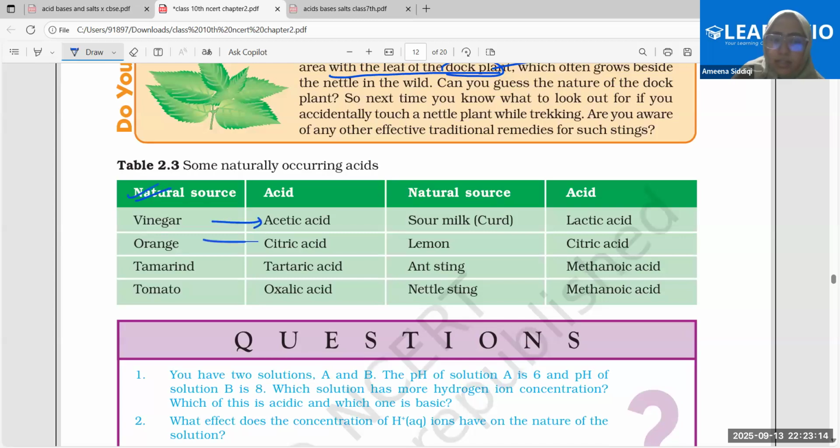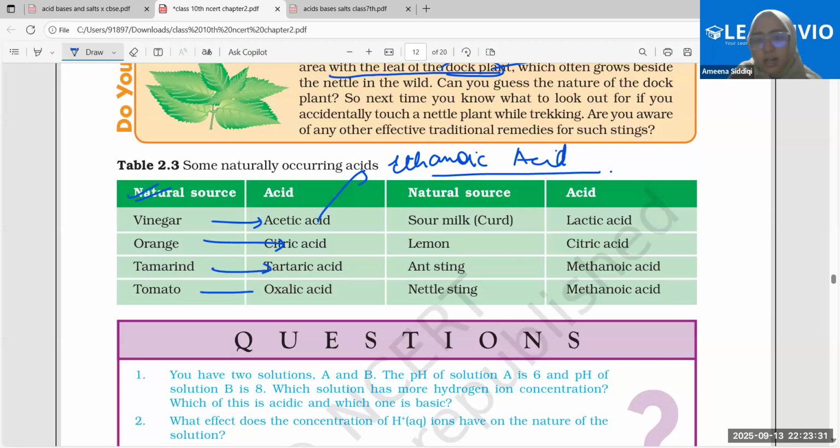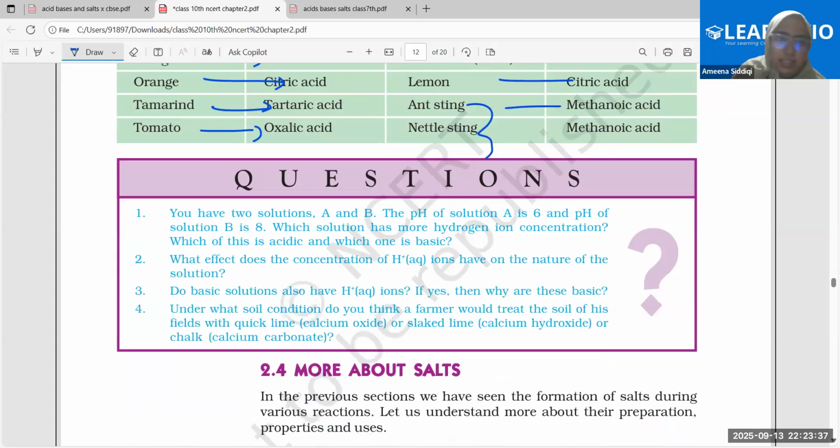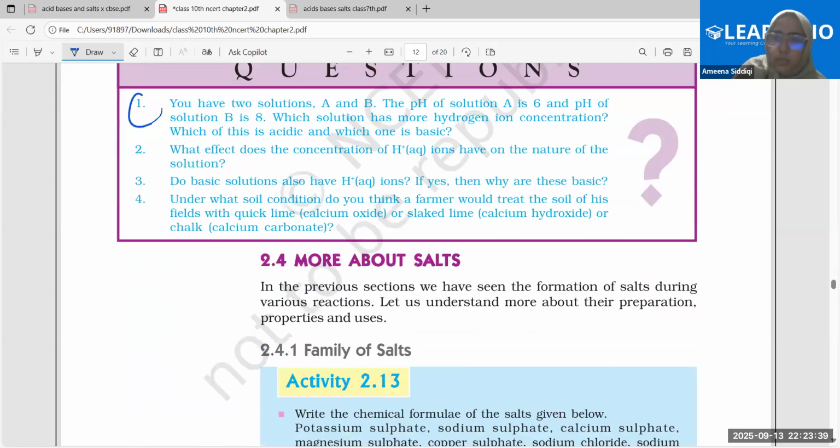Vinegar, acetic acid. What's the chemical name for acetic acid? Ethanoic acid. Okay. Orange, citric acid; tamarind, tartaric acid; tomato, oxalic acid; sour milk, that is curd, lactic acid; lemon, and skin, and methanoic acid. Fine. Yes. Question 1, quickly go through. Question number 2.